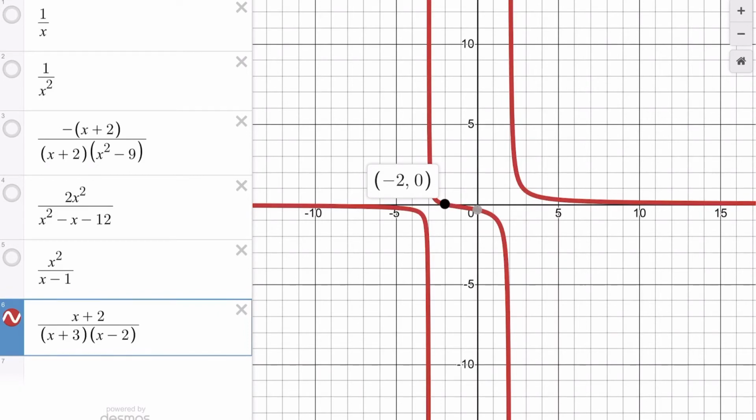So what's happening here is that x plus 2 and x plus 3 don't reduce. Because it doesn't reduce, it doesn't get eliminated from the function. So that means we don't have a hole. We would actually have 2 vertical asymptotes.